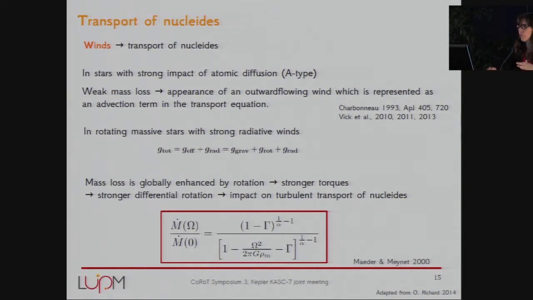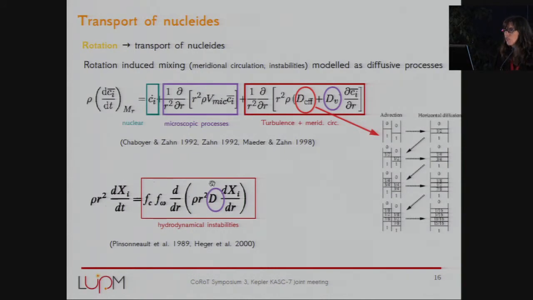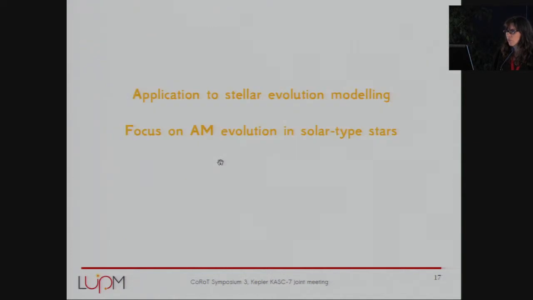I will go quickly through the winds, which will also affect angular momentum and nuclide evolution and transport, in particular in A-type stars where you have a weak mass loss that will create an advection term in the transport equation for species. And again, in massive stars, the modification of the turbulent transport will also affect the transport of nuclides. And in the end, rotation, where you have a purely diffusive equation and where both meridional circulation and hydrodynamical instabilities can be modeled as diffusion coefficients. So you have simple equations to be solved in stellar evolution codes.